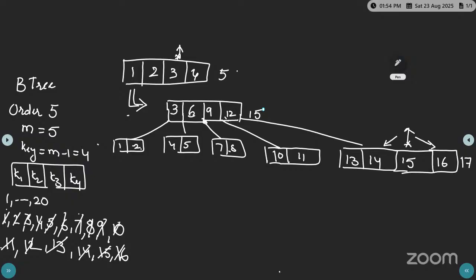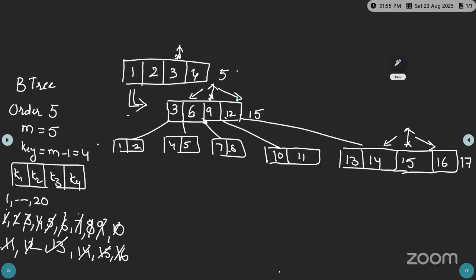Now 3, 6, 9, 12, 4 elements are already identified, and no space for 15. But execute the same process. Here 5 elements. Identify the middle element, one level up. These 2 elements go to the left side, these 2 elements to the right side.